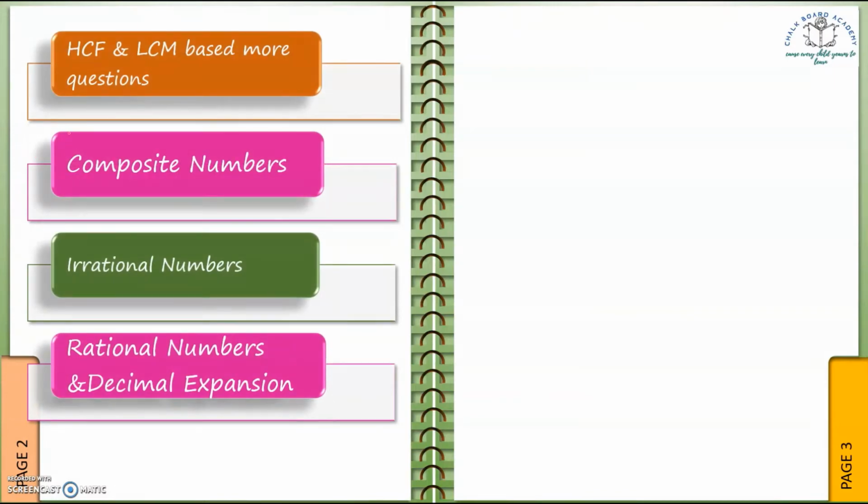Now moving forward, we have some topics to do today. First one is some questions related to HCF and LCM, which we have not discussed in the earlier video. Thereafter, we will do some questions related to composite numbers. We have already discussed what composite numbers are. Here we are going to discuss how to prove whether a certain number is a composite number or not. Then we have irrational numbers. Here again, we have to prove whether a certain number is an irrational number or not. Then we have decimal expansions. Here we will discuss terminating and non-terminating decimal expansions, and then how to calculate them.